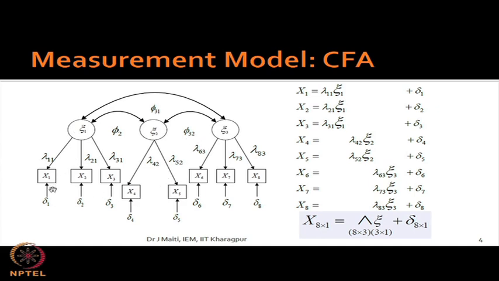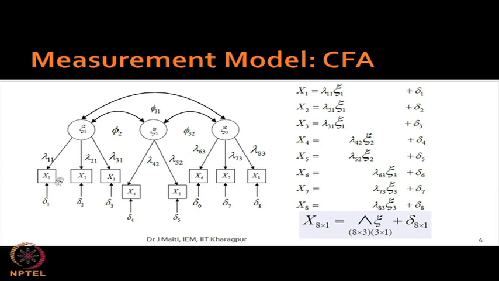Now, we are saying x1 is caused by xi1, and as a result a causal linkage is given from xi1 to x1, and the parameter which depicts the relationship between xi1 and x1 is lambda 1 1. Earlier I also told you, this lambda 1 1, the suffix comes from this: from x1 this 1 is taken and from xi1 this 1 is taken.